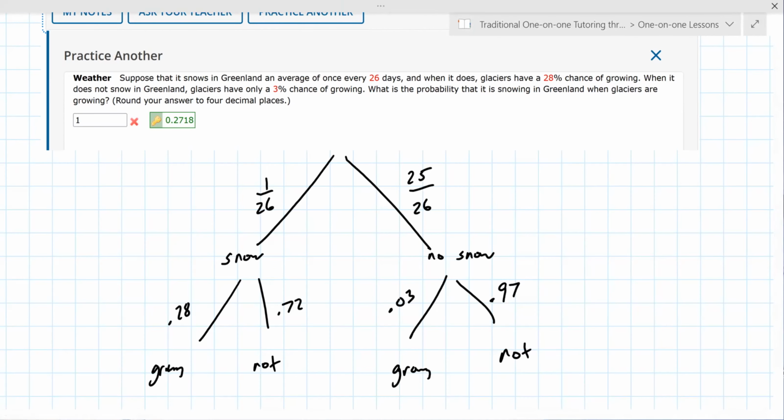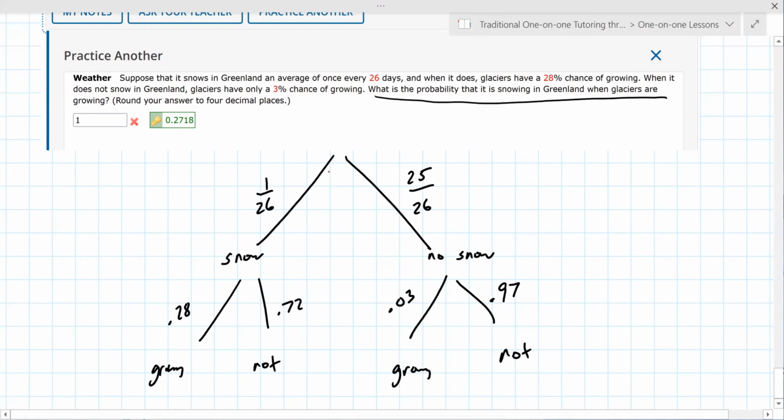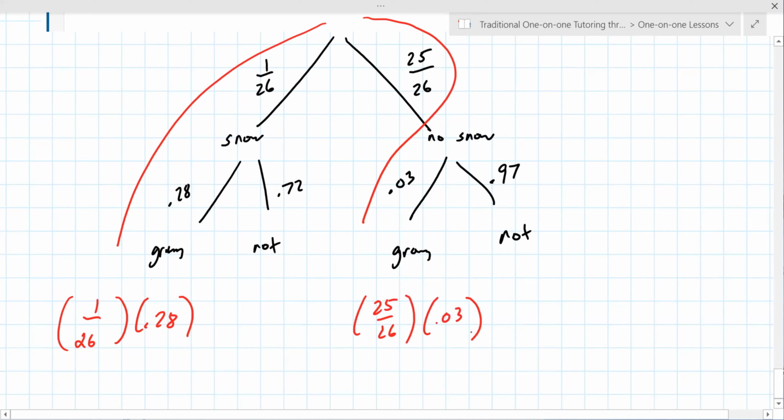What is the probability that it is snowing in Greenland when glaciers are growing? Which path gets you to growing? There are two paths. To get to growing, you either come down this way or you come down this way. This one right here is 1/26 times 0.28. This one over here on the right is 25/26 times 0.03.